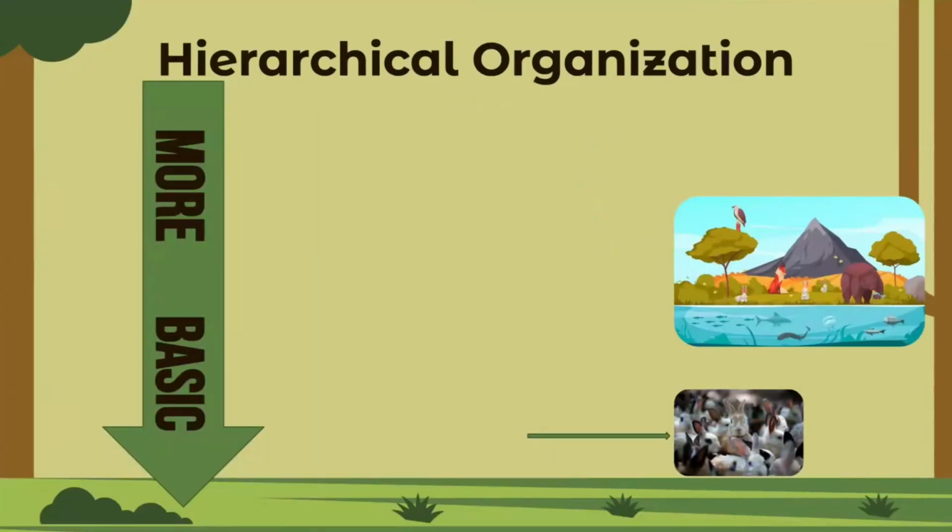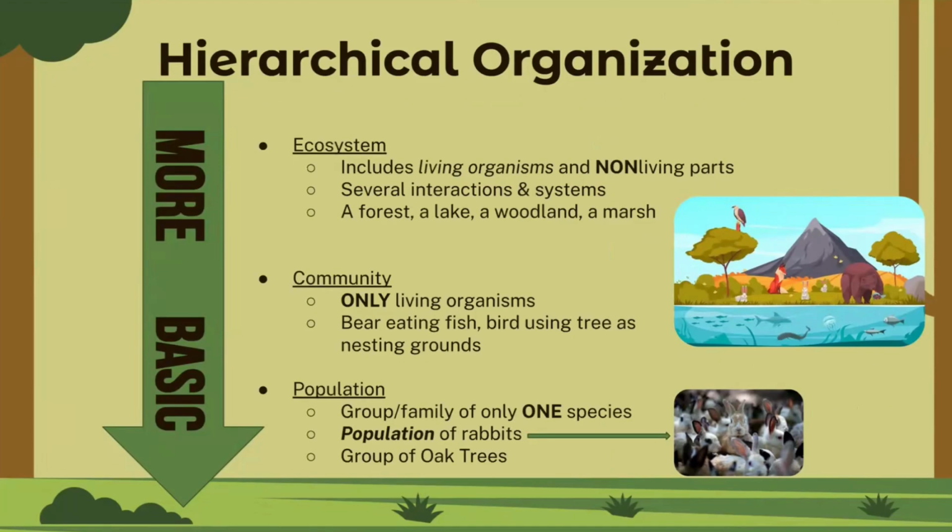Now, before I go deeper into ecosystems, let's talk about how we organize biology and where an ecosystem falls into play. An ecosystem is an area that includes both living organisms and its non-living parts. There are many different interactions and systems at play in an ecosystem, and it could be anywhere from a forest, a lake, a woodland, or a marsh. One thing that is important about ecosystems is that they include the non-living parts. That's what makes them very special, because when we go simpler, into communities, we exclude the non-living parts. Now we're only talking about the living organisms.